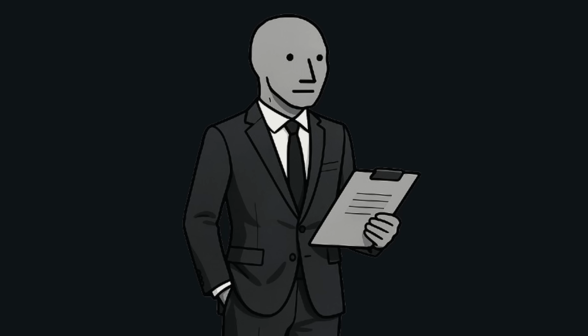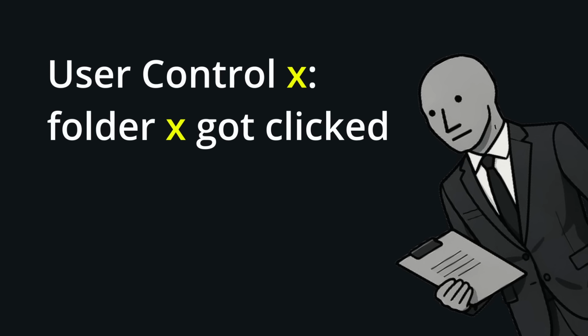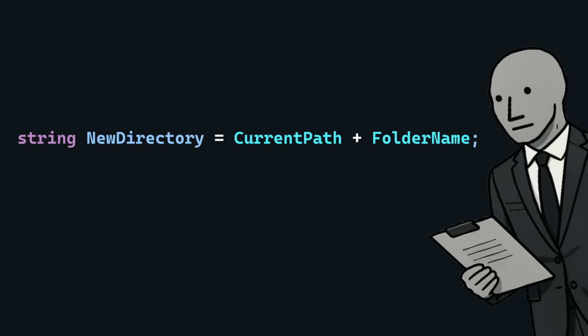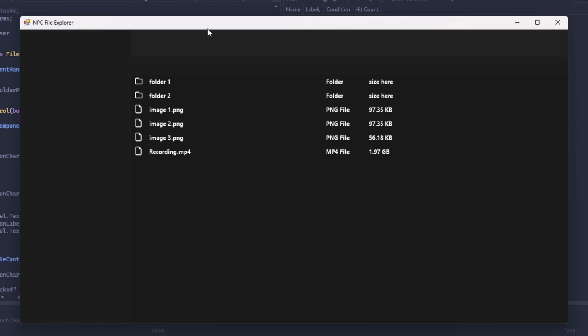Let's now add the ability to open folders. I use the double click method I added earlier, which tells my form I am this folder and I just got opened. And my form then slaps the folder name to the end of the current path, clears the file display, and just loads everything again using the new directory. And let's click on the folder to open it.